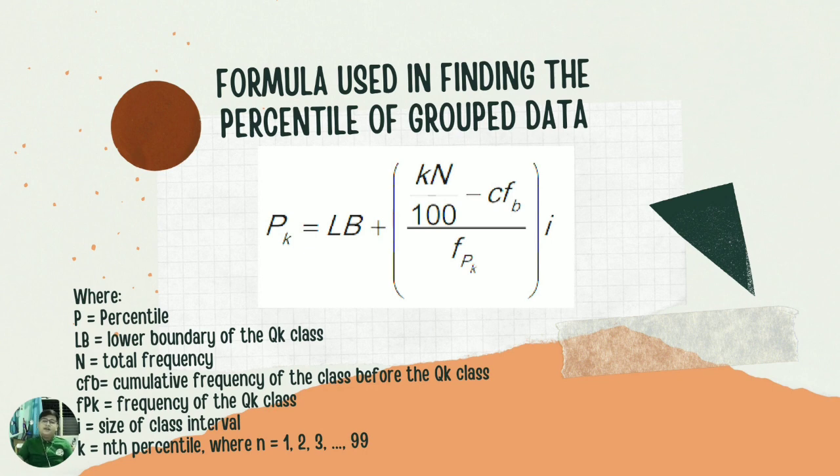Below, P means percentile, LB is the lower boundary of the Qk class, n means total frequency, CFB means cumulative frequency of the class before the Qk class, and fPk means frequency of the Qk class. i means size of class interval, and k means the nth percentile where n is 1 to 100.